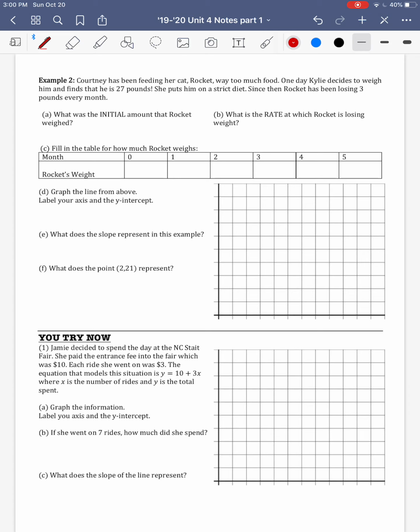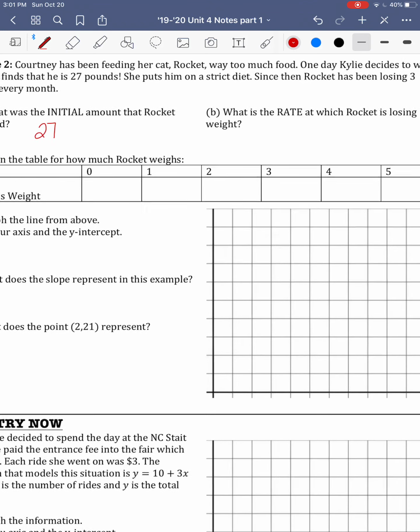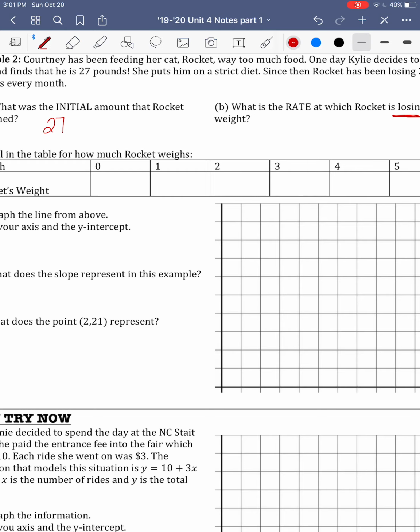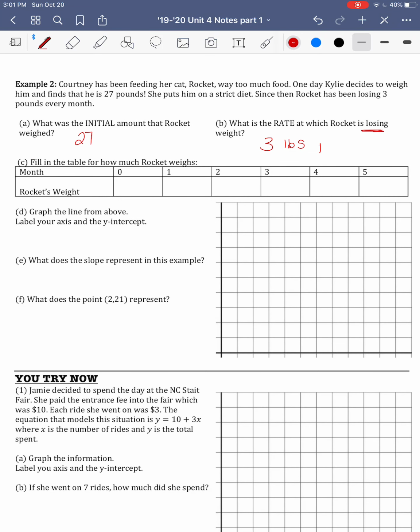Okay, so first of all, let's talk about what my equation would be. My initial amount is 27 pounds. What is the rate at which he's losing weight? Key here is losing. Well, it's 3 pounds a month. So what I would do is take that information and create an equation. It would be y equals, or his weight is equal to his starting weight, and then he's losing 3 pounds every month.